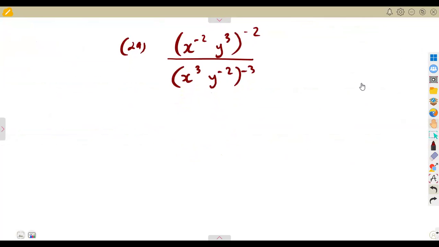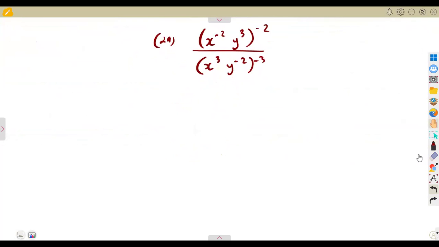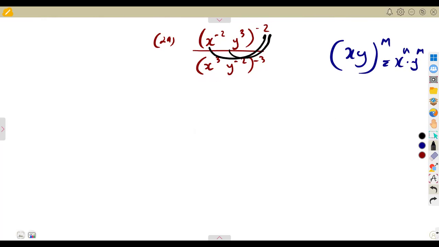So on this question, we are given x to the exponent of minus 2. So it's all about that exponent concept. The xy to the exponent of m, everything will be raised to the exponent of m. So meaning to say, this will be raised to the exponent of minus 2, this to the exponent of minus 2. But there are exponents already there. So this will be x to the exponent of minus 2 times minus 2, which is a positive 4. Y to the exponent of 3 times minus 2, which is a minus 6.